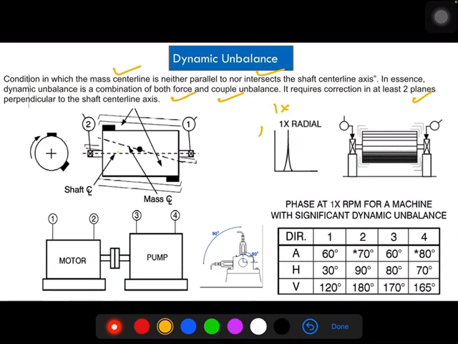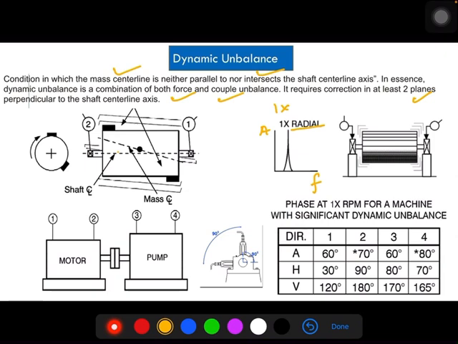This is the amplitude, this is the frequency. 1 into RPM is the dominating peak, and it is also more in the horizontal direction based on the stiffness. Radial means horizontal and vertical, but horizontal amplitude is very high compared to vertical.